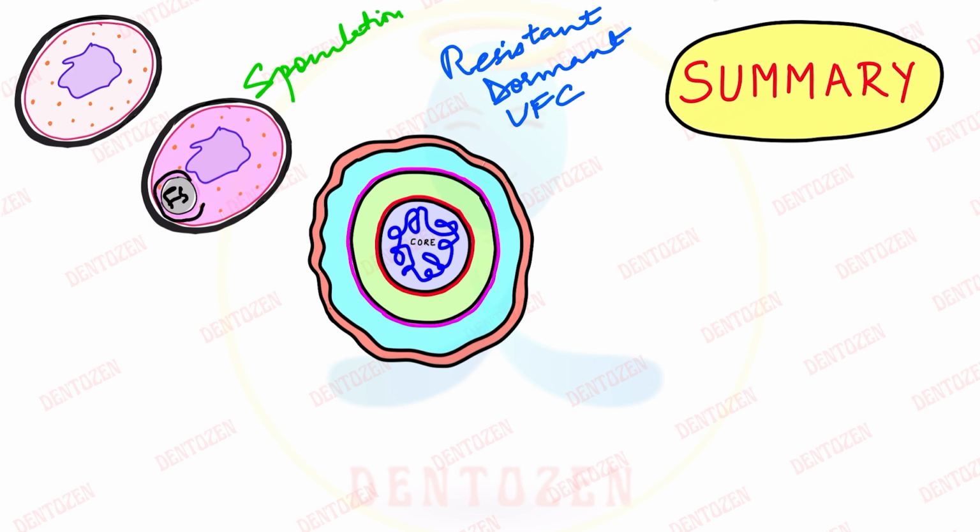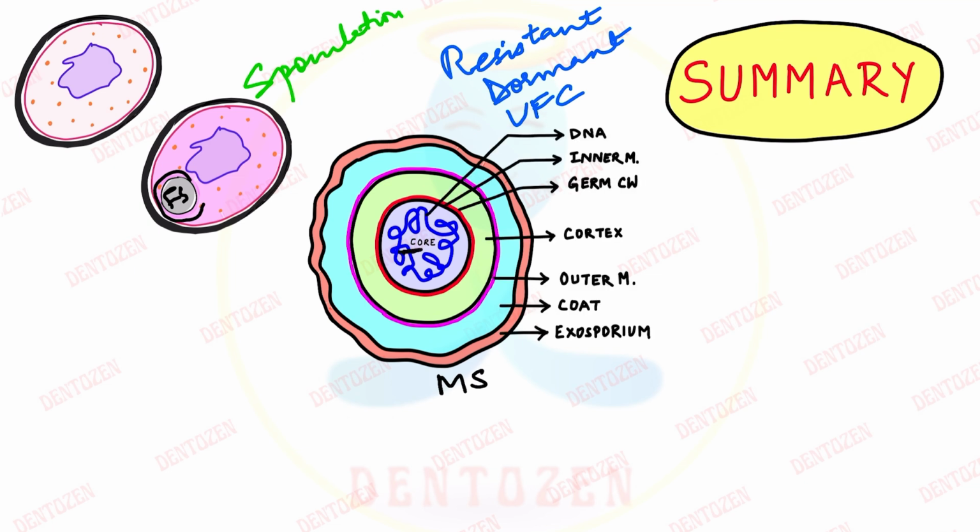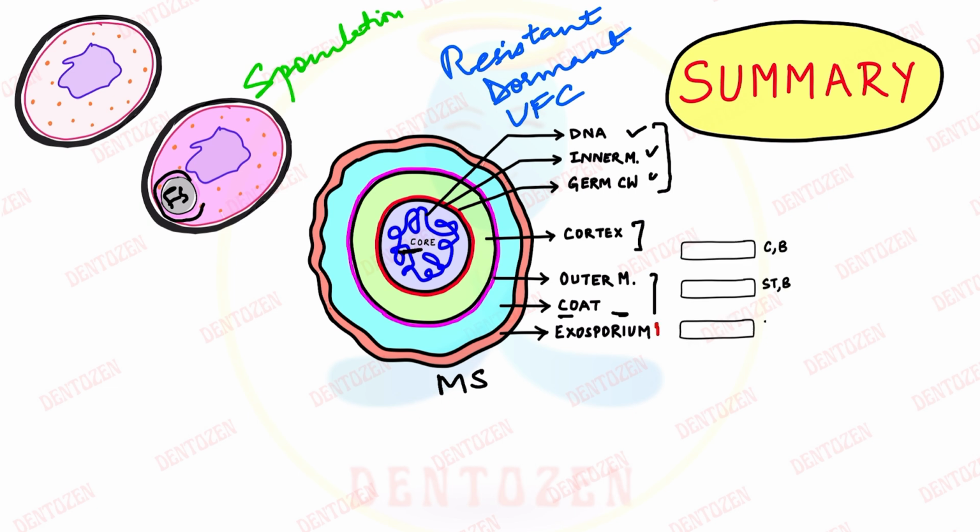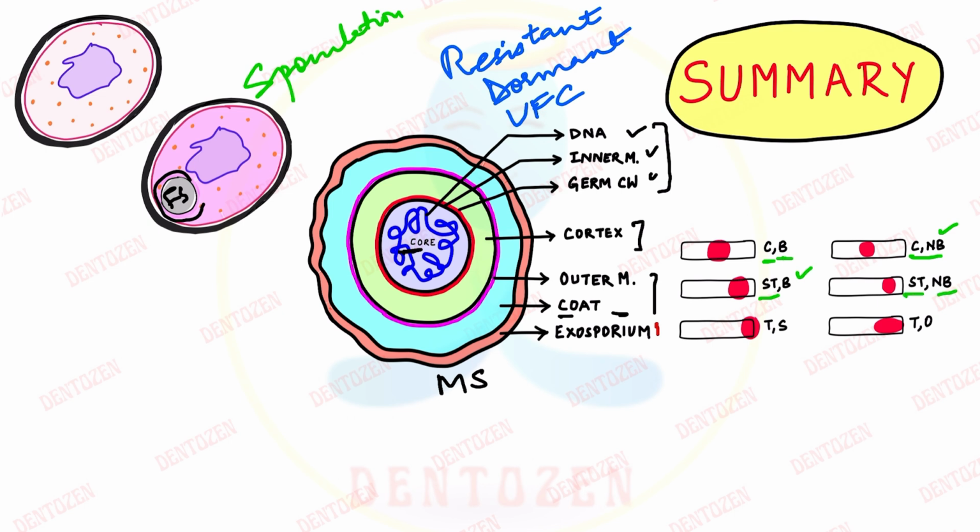Now this mature spore has multiple layers. Starting from the center it has core, which is made up of DNA, inner membrane, germ cell wall, then cortex, which is in the middle, and then coat, which has outer membrane coat, and exosporium, which may or may not be present. Now, based on the different positions, sizes and shapes, they can be central bulging, central non-bulging, subterminal non-bulging, or terminal spherical or terminal oval. So those can be the different arrangements of the spores within the bacterial cell.